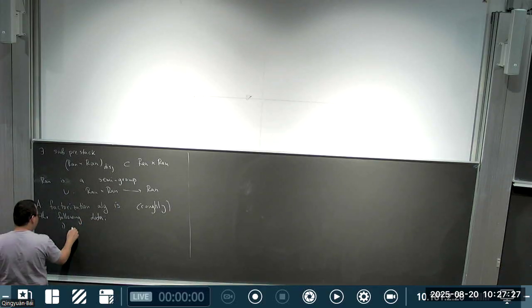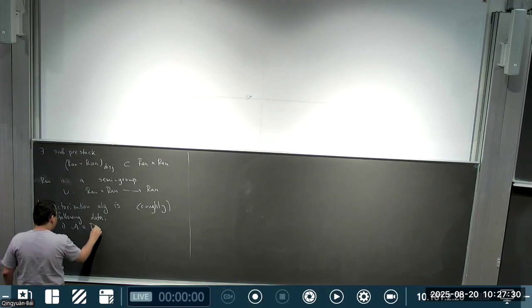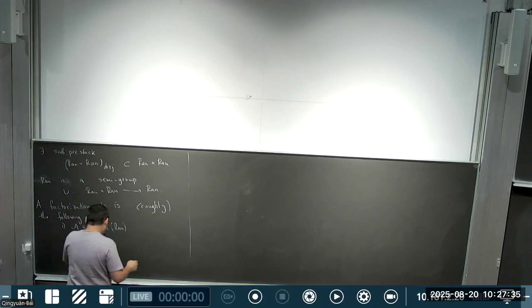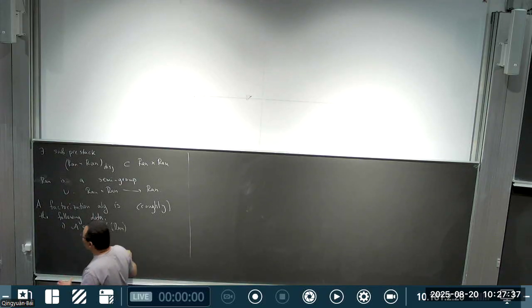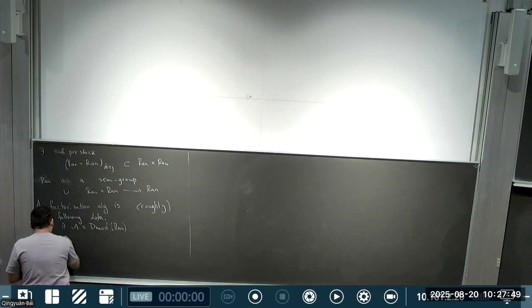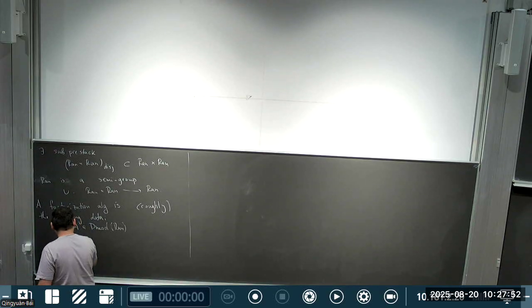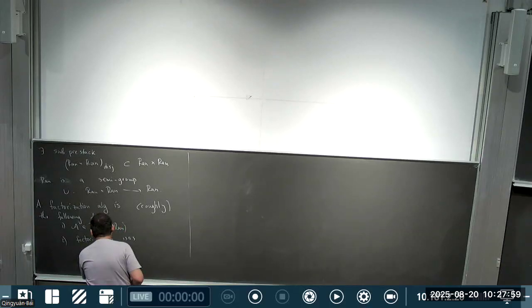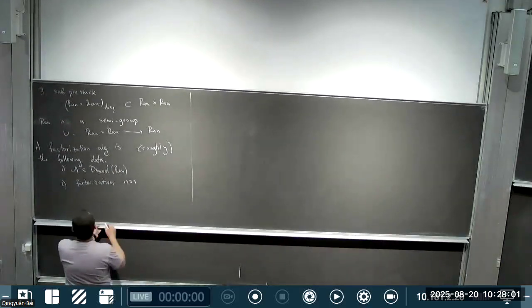The first piece of data is that it's a D-module on the Ran space. In other words, in terms of this description, it's a D-module on every power of the curve, compatible with diagonals, so that if you restrict along any diagonal map, you get the smaller one. And the second thing is what's called the factorization condition, the factorization data: isomorphisms.